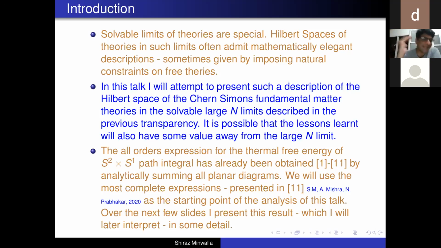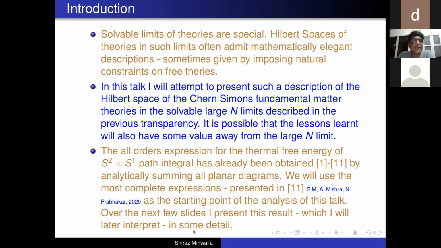Now, the starting point for my analysis will be earlier results that have been obtained over the last 8 or 9 years through various computations by various people, including my own group. I'm just going to review the answers; I'm not going to explain how they were obtained. The starting point for my talk will be the all-orders expressions for the thermal free energy of these large N Chern-Simons matter theories on S². These have been computed in the papers referred to at the beginning, by analytically summing all planar diagrams using various tricks. How they were obtained we won't worry about for this talk.